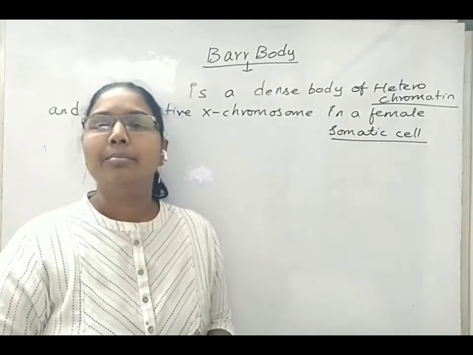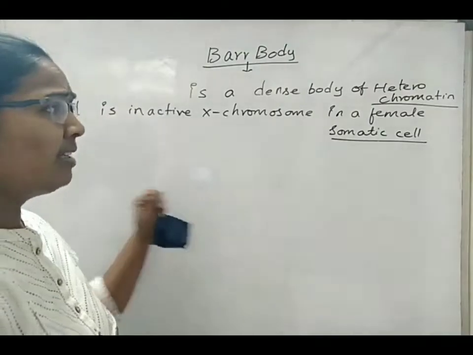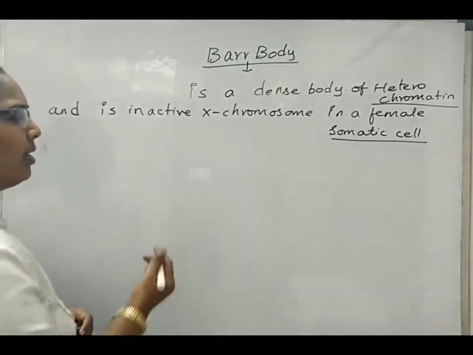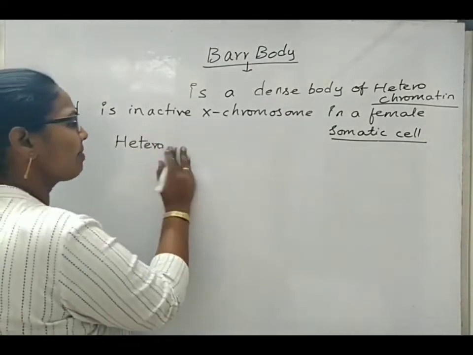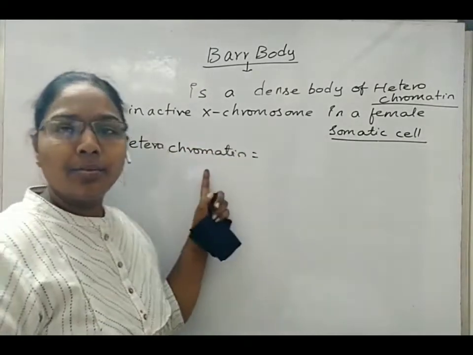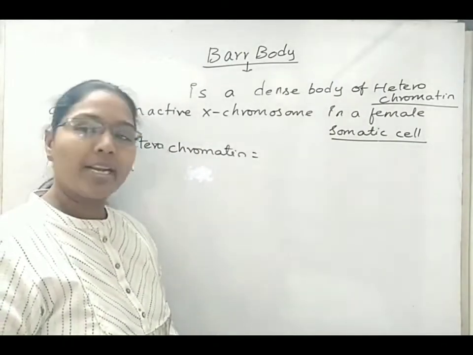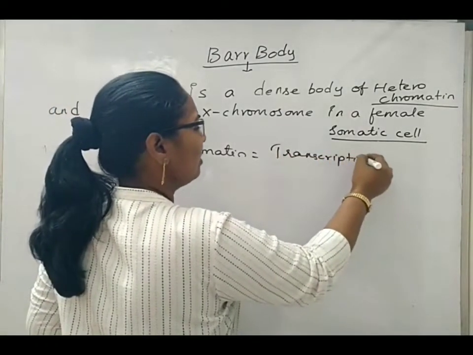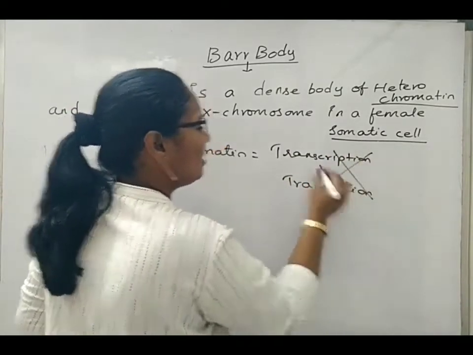What are Barr bodies? Barr bodies are considered as the inactive X chromosomes that have heterochromatin in case of somatic cells, female somatic cells. What is meant by heterochromatin? Heterochromatin means the chromatin material or the genetic material that is not responsible for either transcription or translation. Both the transcription and translation are not done by this heterochromatin.